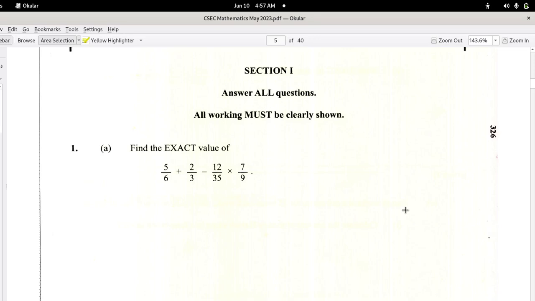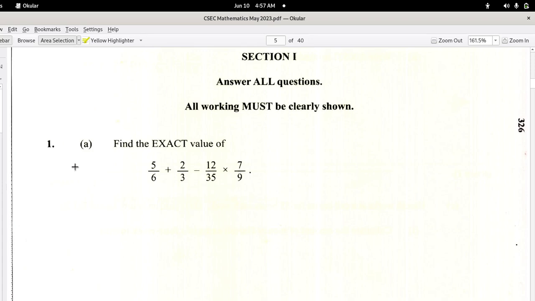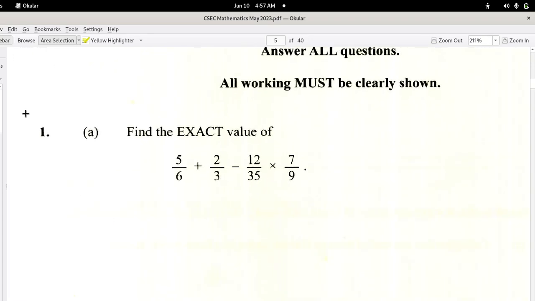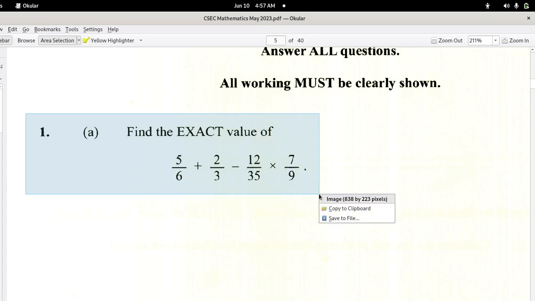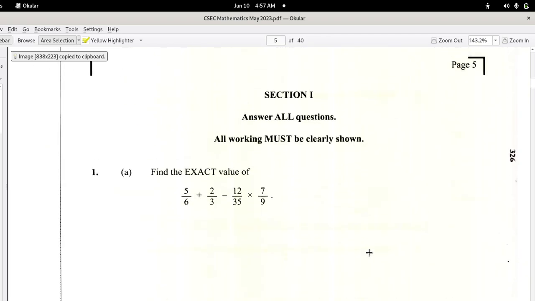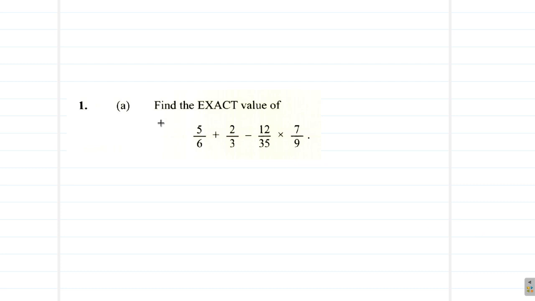CSEC Mathematics, May 2023. Now, we're at question 1A. It says to find the exact value of this thing here. That's 2 marks. Okay. Let's copy and paste this question over here.